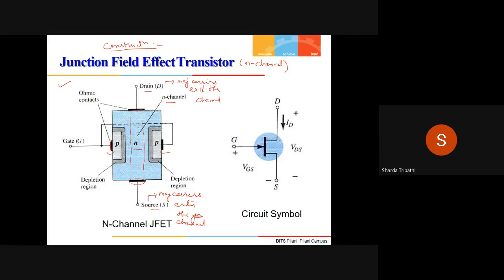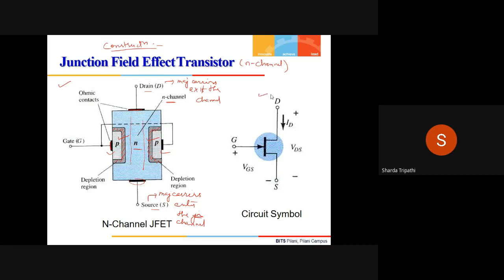If you see the construction, you will see that there are two junctions. One is between the first P layer and the N channel, and the second is between the second P layer and the N channel. In between these junctions, there is also a depletion layer, which exists at any PN junction. So this is my basic structure. There will be a channel, and then P-type regions connected to the gate, and the channel will be connected to the drain and the source. This is the basic construction.